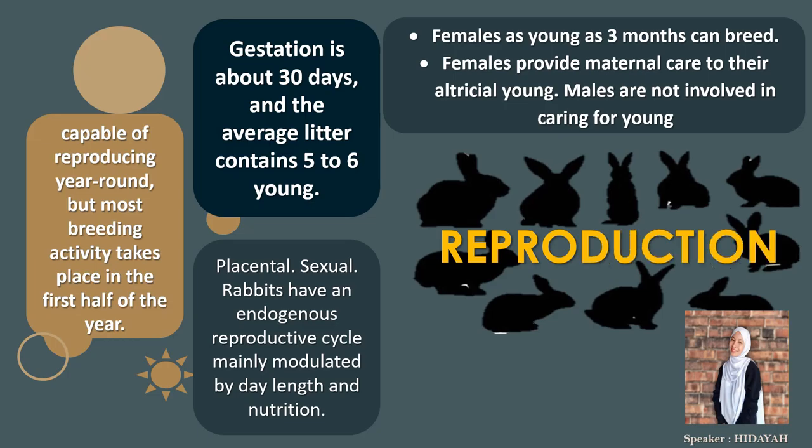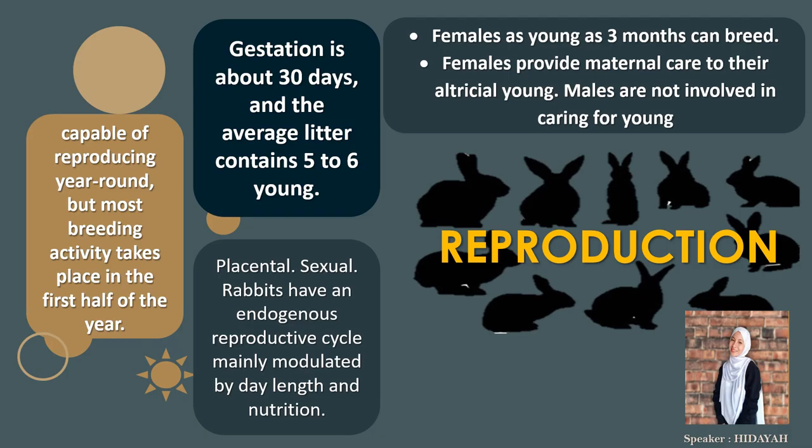Oryctolagus cuniculus is capable of reproducing year-round, but most breeding activity takes place in the first half of the year. Gestation is about 30 days, and the average litter contains 5 to 6 young. The reproduction includes placenta and sexual. The rabbits have an endogenous reproductive cycle mainly modulated by the photoperiod and nutrition.